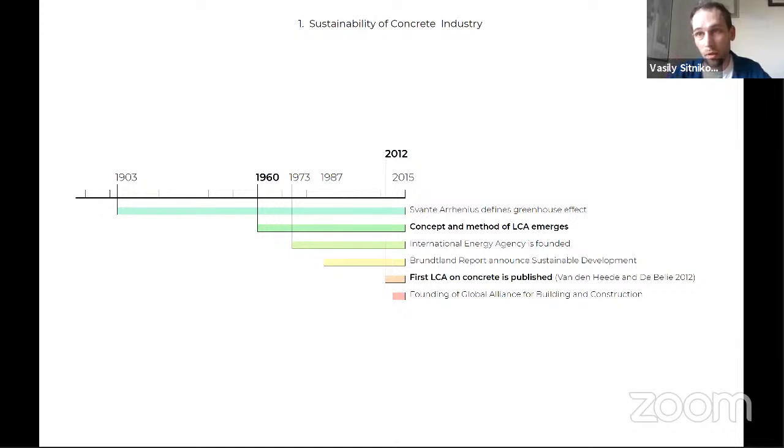So while the whole concept of sustainability grows from the physical definition of greenhouse effect, which was published in 1903 by Svante Arrhenius for the first time, the environmental aspects of concrete were still unclear until maybe the 70s or 60s, when the first concepts of life cycle assessment came around.